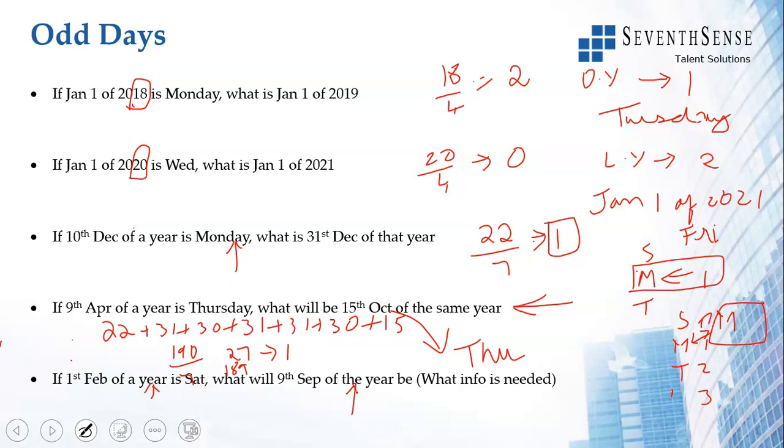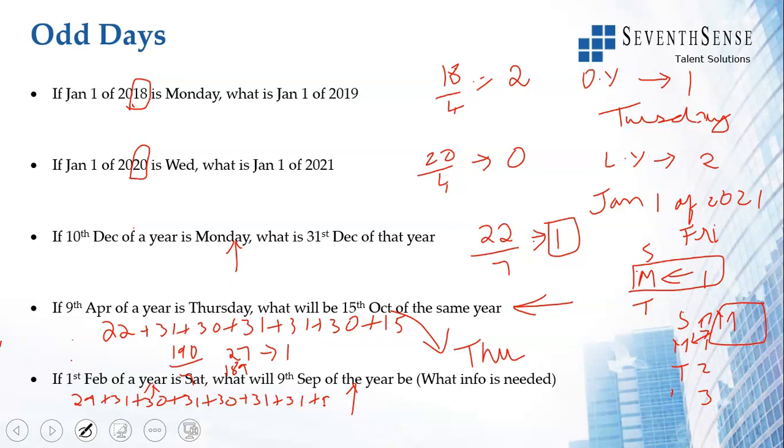Let us assume this is a leap year. You calculate 29 of Feb plus 31 of March plus 30 of April plus 31 of May plus 30 of June plus 31 of July plus 31 of August plus 9 of September. One way to do that is how we did it in the previous slide. The other way is to look at the number of odd days in a month and just add that, because we are going to divide by 7 at the end.